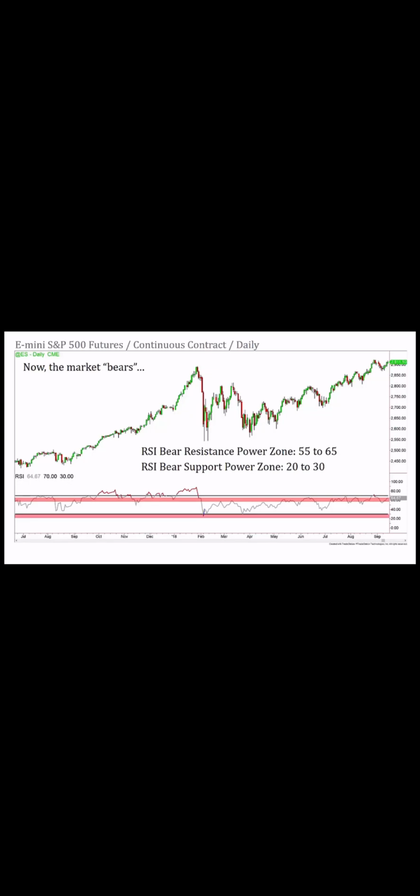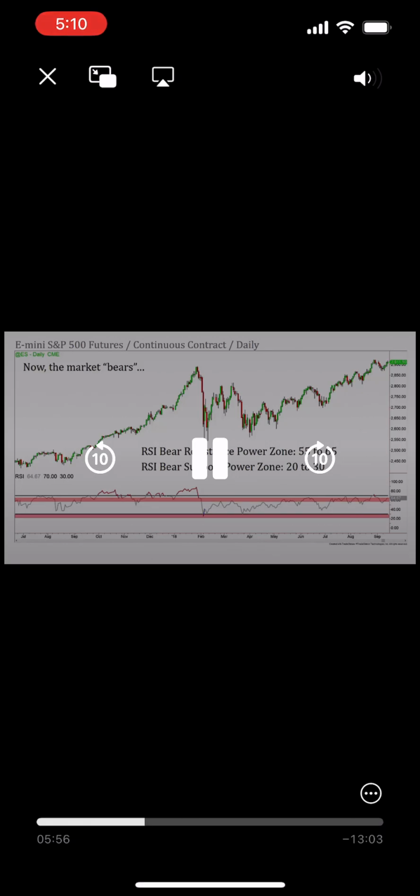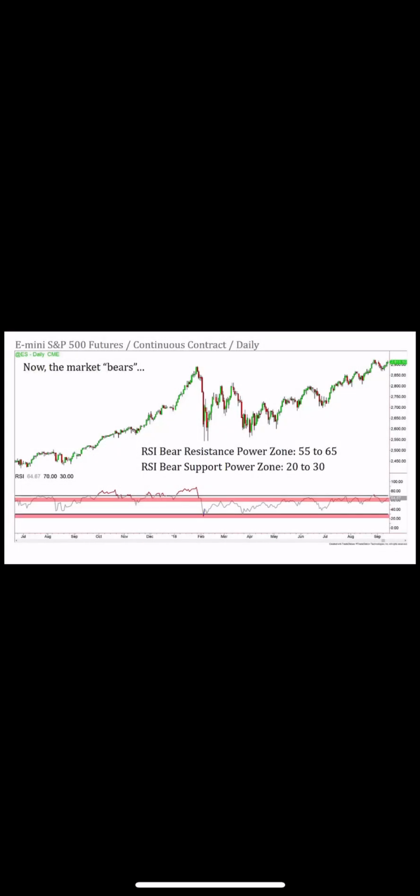It includes the traditional 30 level, but by pushing all the way down to 20, you now have a greater cushion that prevents you from catching a falling knife, as my dad used to say, which is trying to buy a sharp down move. Now these are the bear zones, and bulls have their own zones as well.